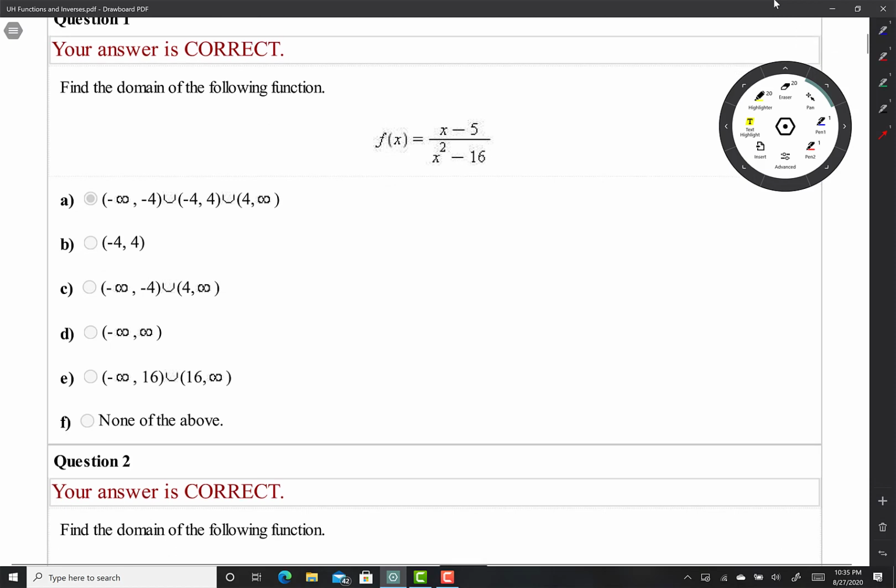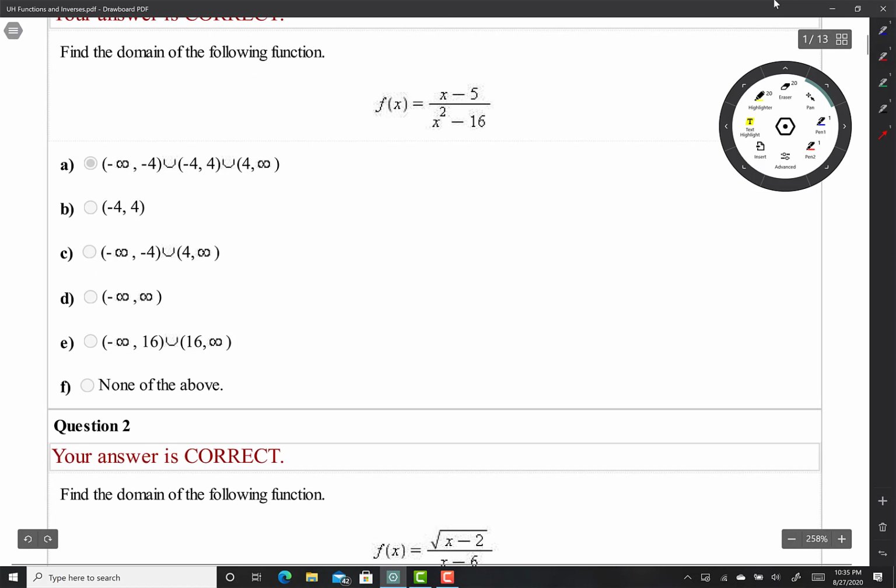So this one's the domain, and all of these answers are in interval notation. So you got it right. So yeah, that's it. No, guys, I'm kidding. That was a joke, but it was not even close to funny. So yeah, let's do this question.